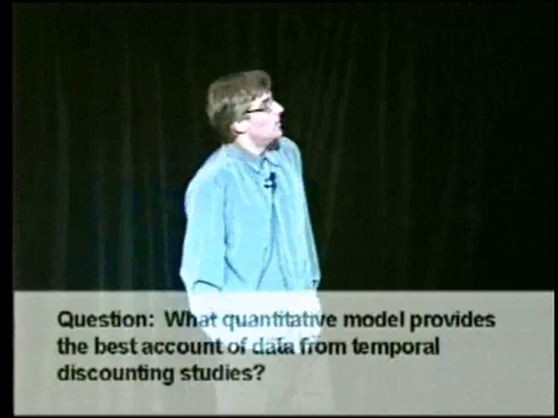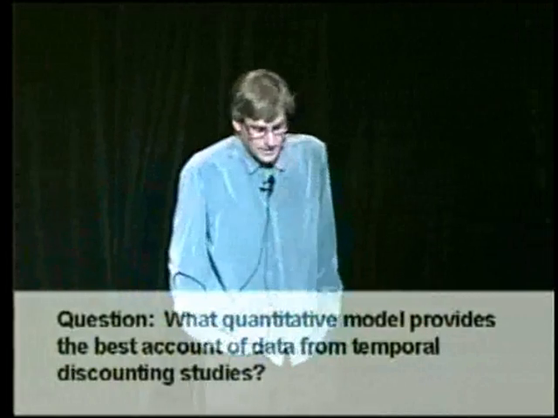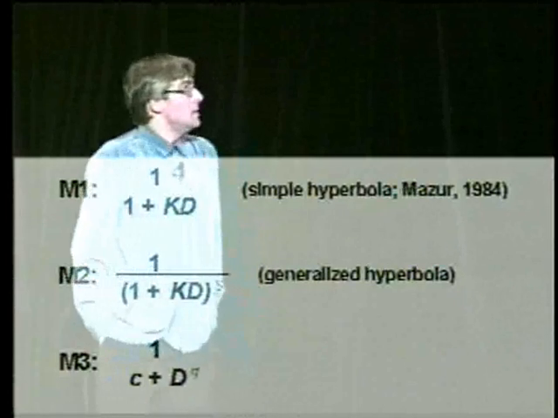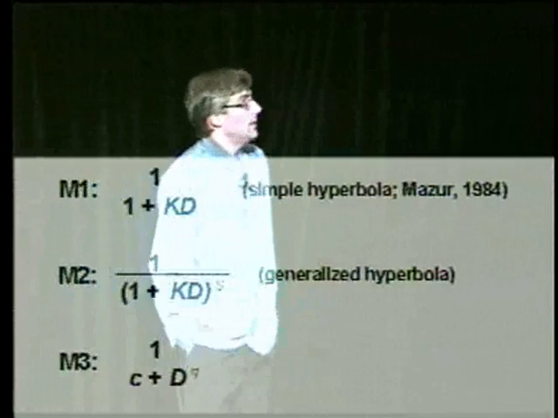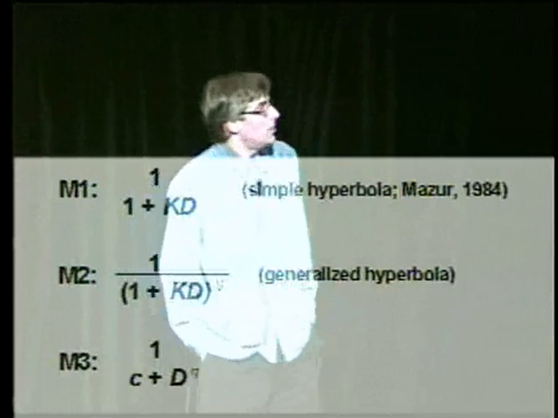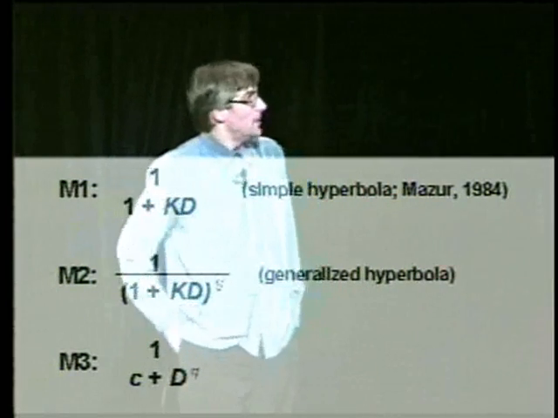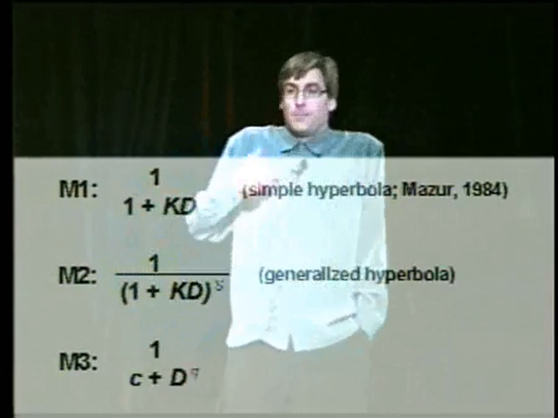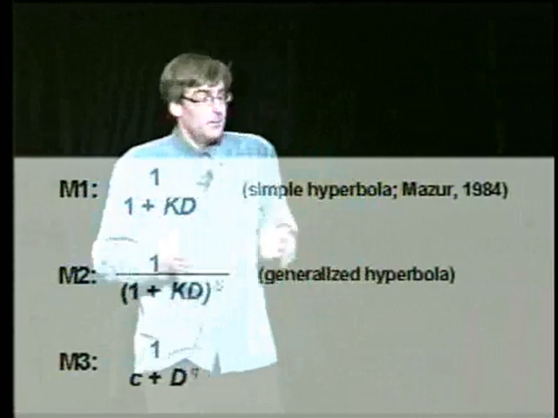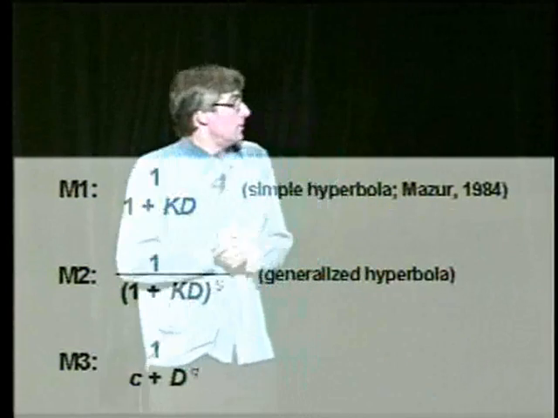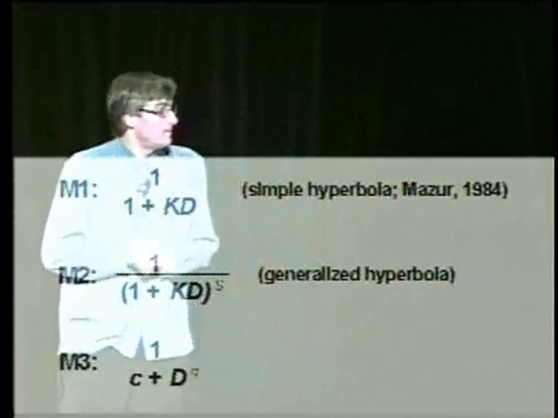So what quantitative model will provide the best account of data from temporal discounting studies? Well, I just looked at 3 simple models. The first model is the most widely used model of discounting, a simple hyperbola proposed by Jim Mazur. The second model is a generalized hyperbola, basically a simple hyperbola with the denominator raised to an exponent. And the third model is just a power function.